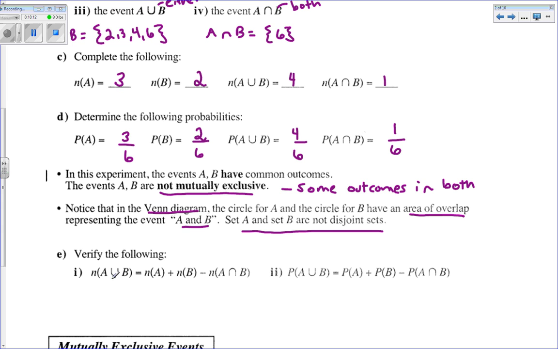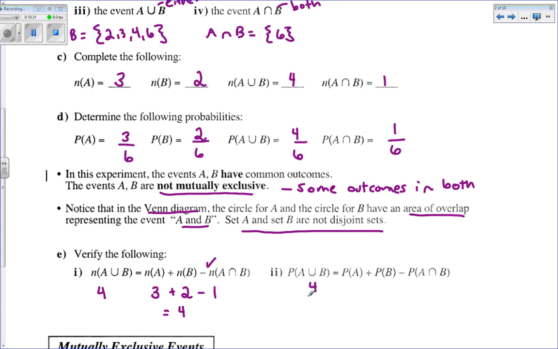So we're going to verify that the number of events in A or B, which is 4, equals the number of events in A, which is 3, plus the number of events in B, which is 2, minus the number of events in A and B, which is 1. So that gives you 5 minus 1, which is 4. So that's true. We'll do the same thing for probability.